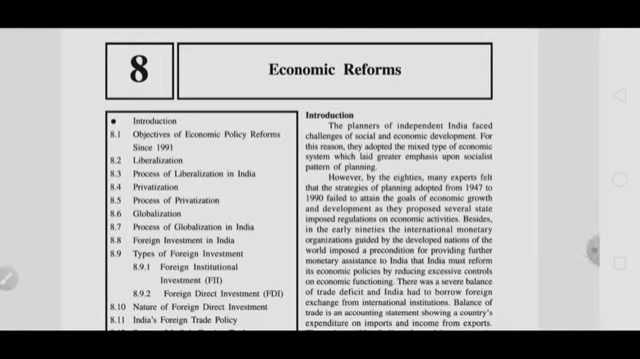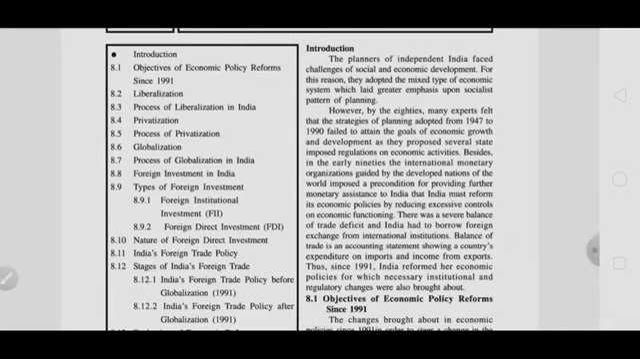Chapter number 8 is the economic reforms, which is basically focusing on the main three elements, that is LPG. First one, L, means liberalization and its process. Second one is privatization and its process, and third one is globalization and its process. As we all know, the Indian economy was a very restrictive economy before 1991. So from that situation we were facing some very difficult times, and that's why we had to compulsorily adopt liberalization, privatization and globalization. Up to here, the chapter is divided into the first part.